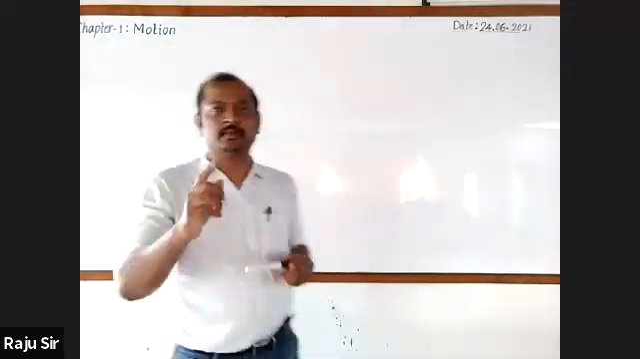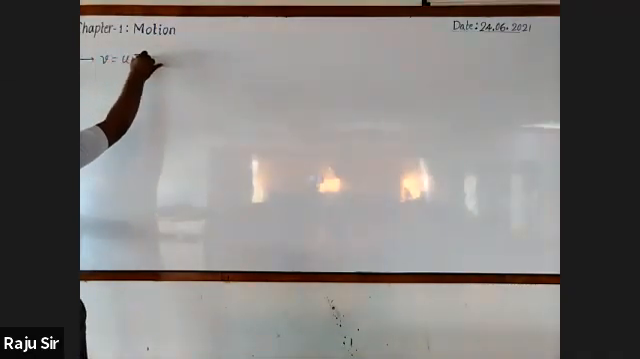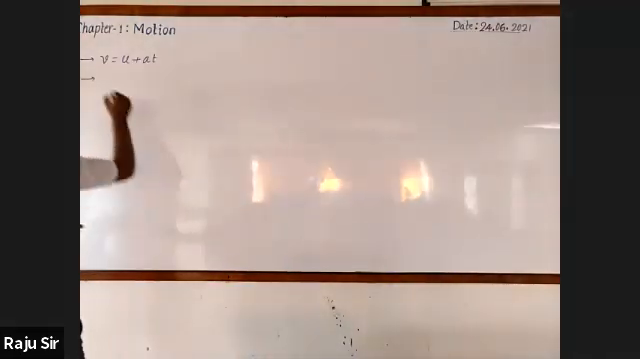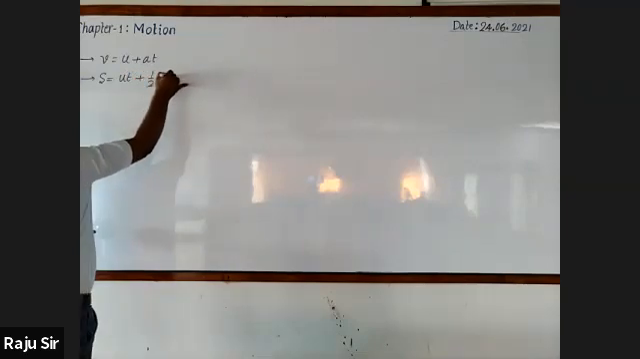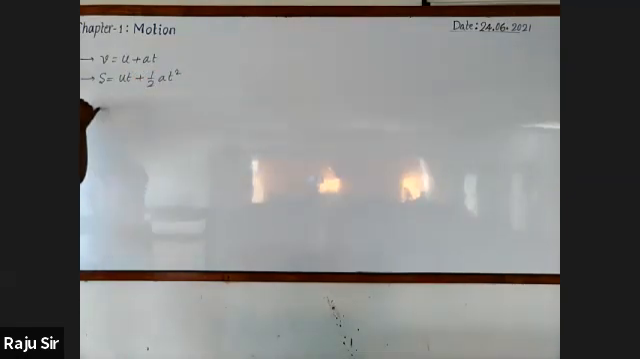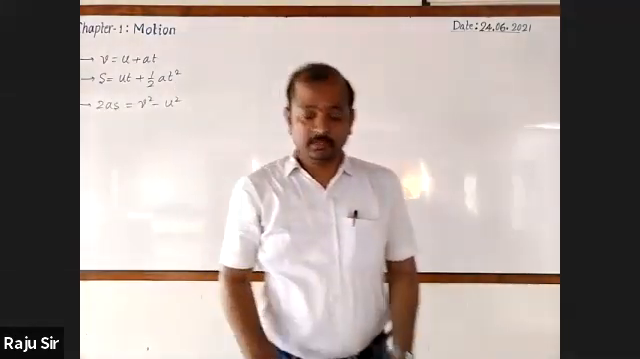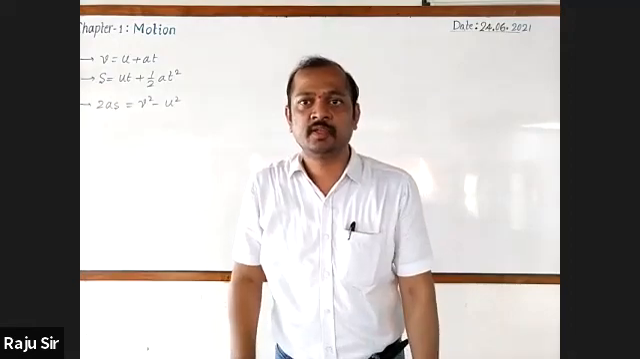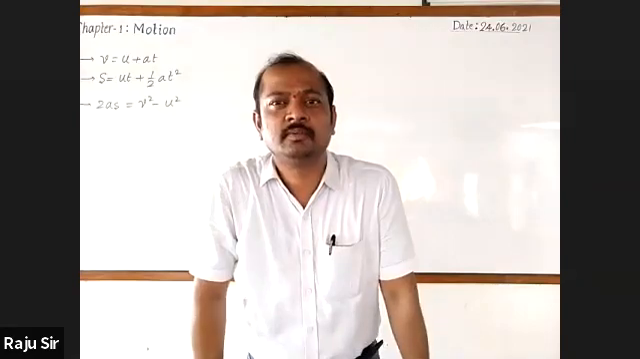What are these? The very first one is V = U + AT. Second one is S = UT + half AT squared. And third one is 2AS = V square minus U square. And we have given a name for each of these equations as well, right? So could you tell what name has been given to the first equation of motion?